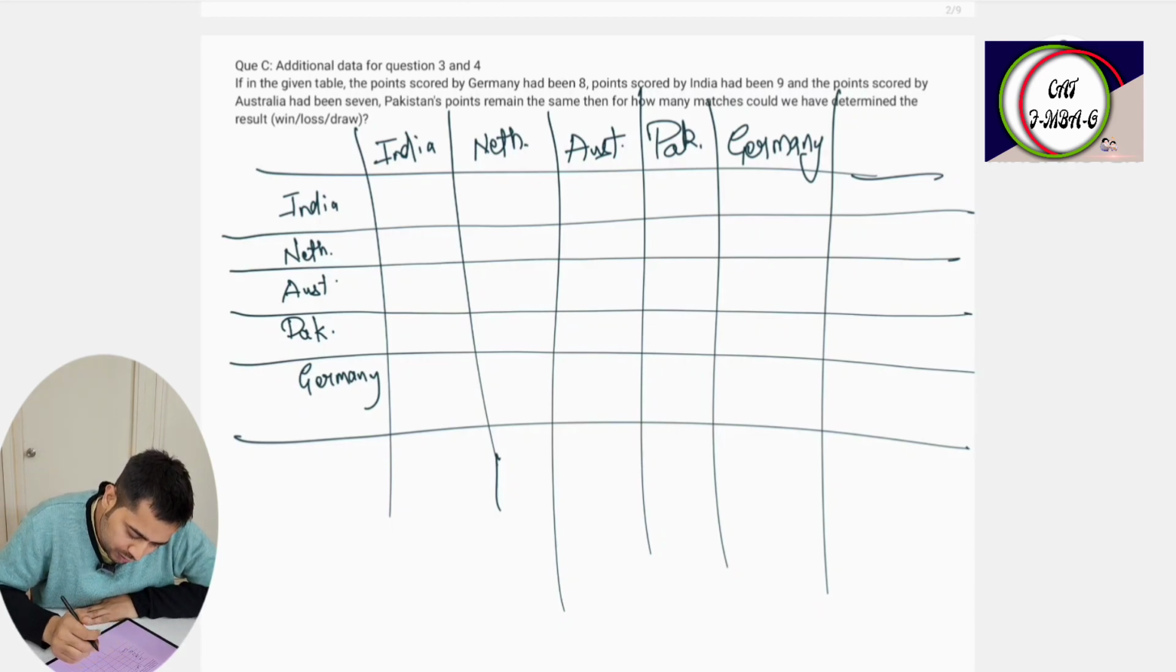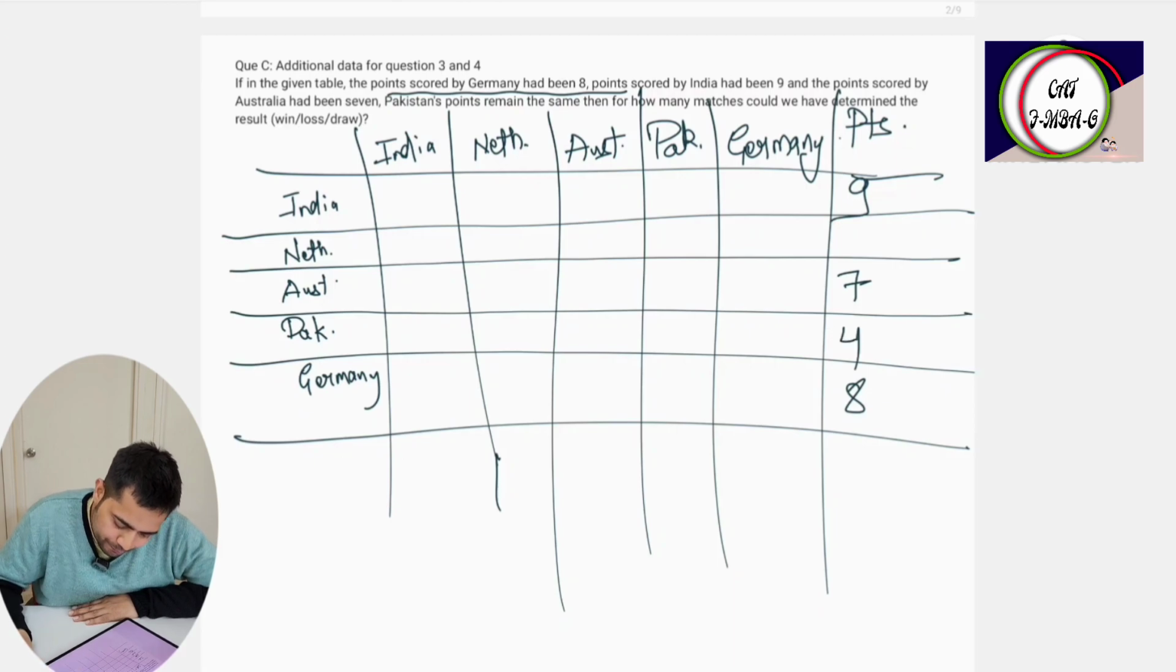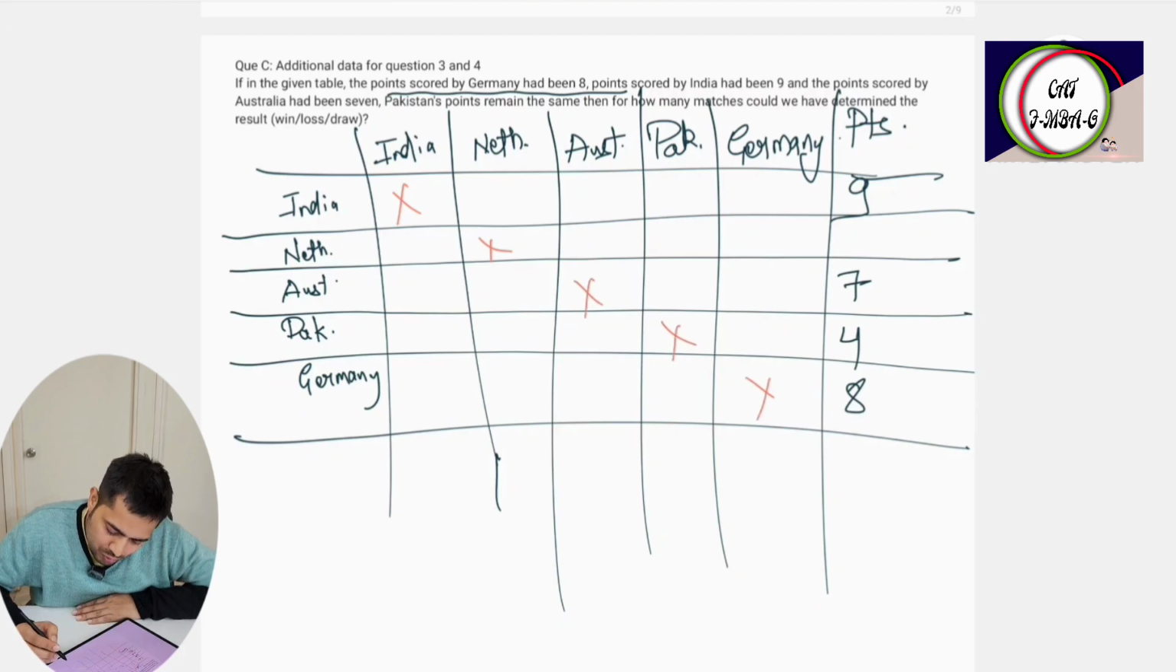So if the points scored by Germany had been 8, let me write here 8, and India had been 9. Points scored by Australia had been 7, Pakistan same, so Pakistan was 4. For how many matches could we determine the result? Let us first complete the table. So again, cross, cross, cross, cross, cross. Now Germany is 8. How to get actually 8?